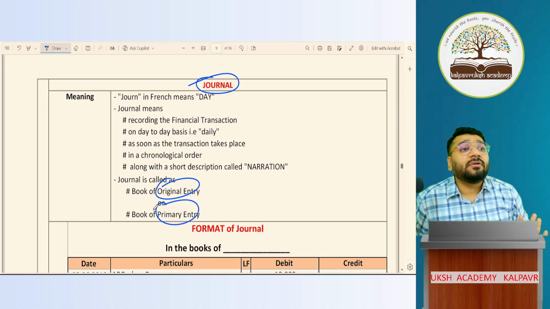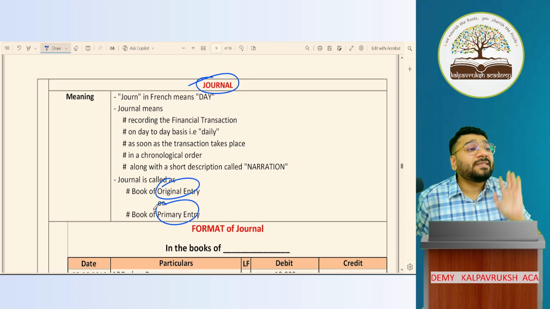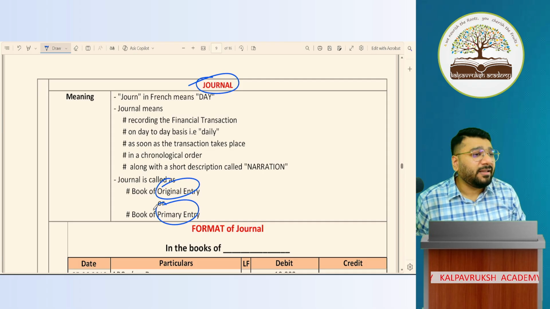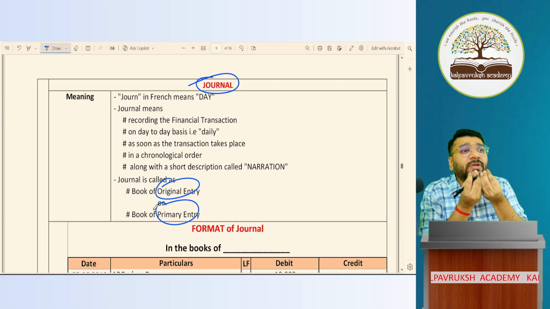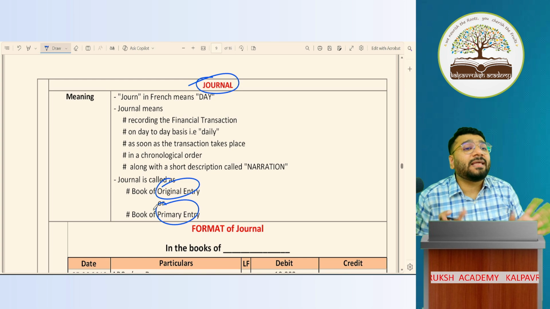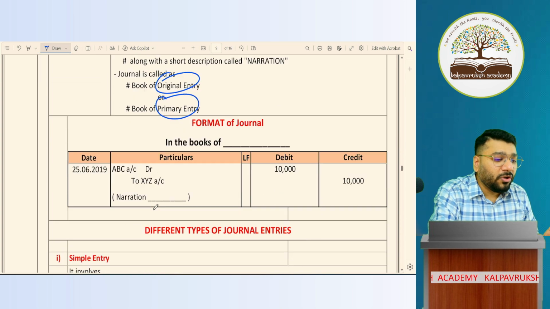And very important, all the journal entries should carry narration. All the journal entries should have narration. What is narration? Nothing but description of the journal entry. What journal entry have I recorded? Somebody has to explain in simple English terms. That is called as narration. Got it, not got it? Format, all of you know.